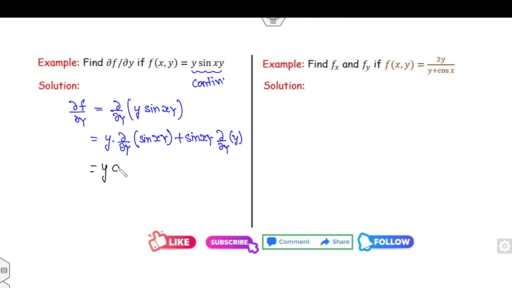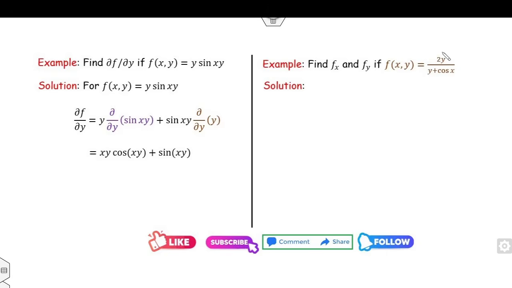The derivative of sine will be cos xy. Now the derivative of this, keeping x as a constant. So x is outside, the derivative of y is 1. Fine. Plus the derivative of y is 1. So what is the answer of this? It is xy cos xy plus sine of xy, that is the right answer of this problem.